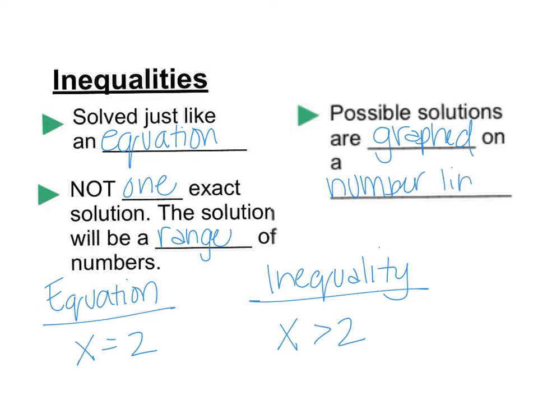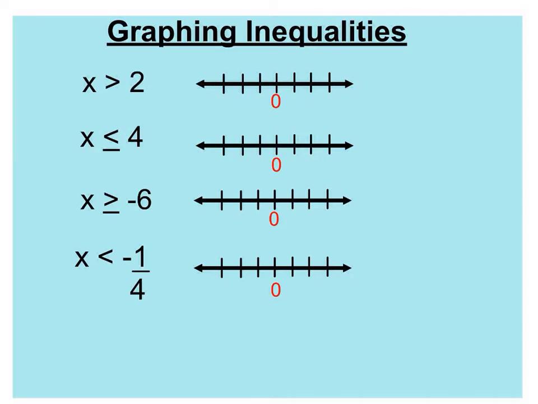We take our answers and we graph them on a number line. So let's look at how we would do that. If I have an inequality and the answer is x is greater than 2, that means x can be anything greater than 2. So I'm going to put 2 on a number line, and I'm going to show where the numbers are that are greater than 2. As I graph, I'm going to always put a circle on the number in the answer. I'm going to use an open circle or a colored in circle.